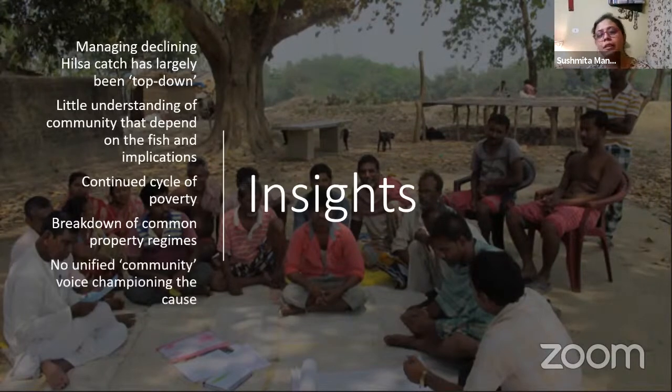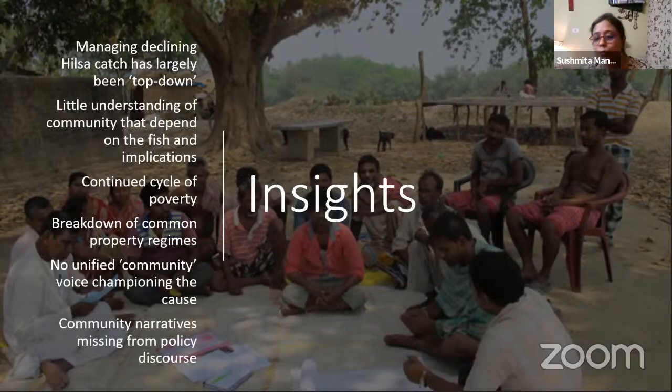The other aspect is the breakdown of the commons. A river is a common property, but communities who have lived along these rivers have managed it. That process has completely broken down over a period of time because of our policies, and because communities have not got enough from the river and have therefore moved out. But there are some elders who will give you examples of what is probably happening.